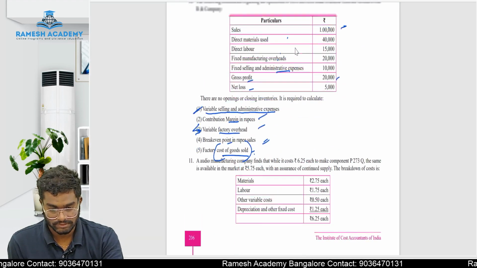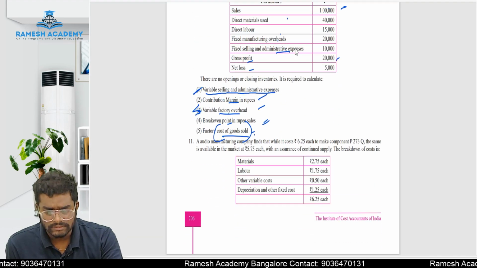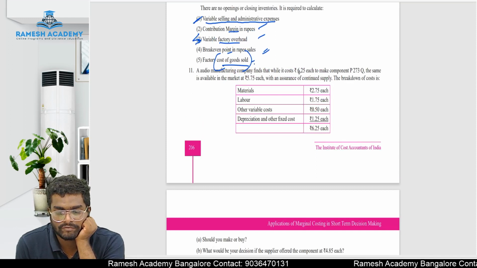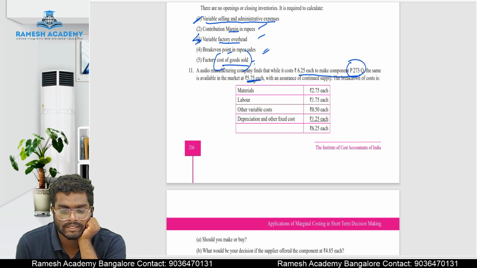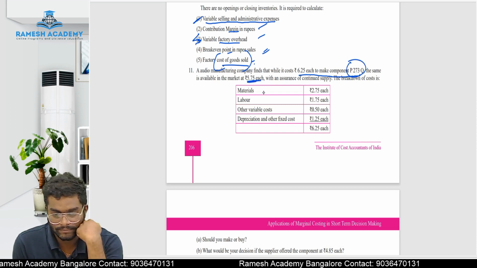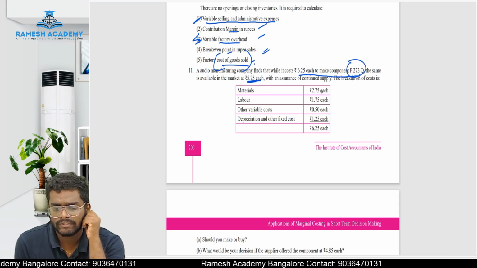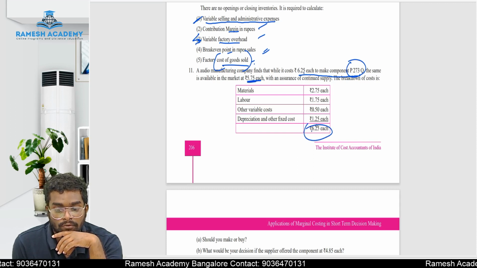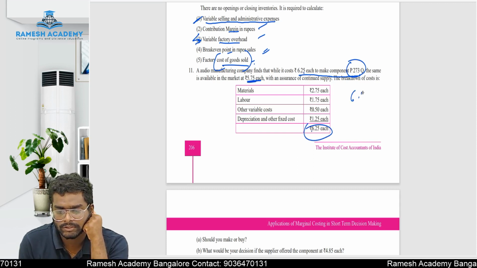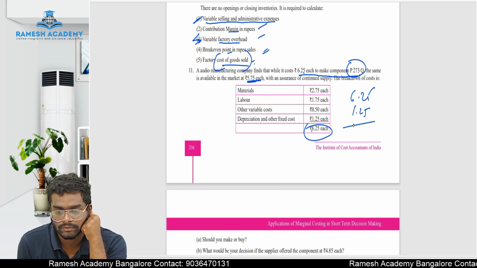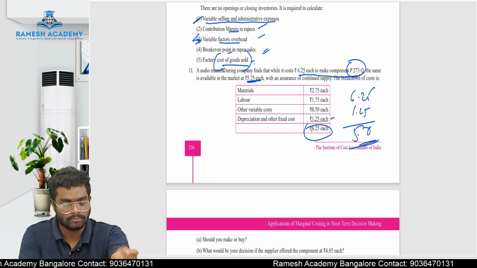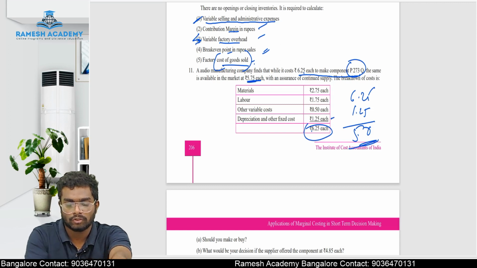Next we will see the next question, question number 11. They are telling us that an audio manufacturing company finds that it costs 6.25 to make a component P273Q, and the same is available in the market at 5.75 each. With an assurance of continued supply, the breakdown cost is 6.25. They have given this breakdown, but in this 6.25 I can ignore 0.5, this depreciation, since it is a fixed cost and has to be ignored. So my actual cost is 5.